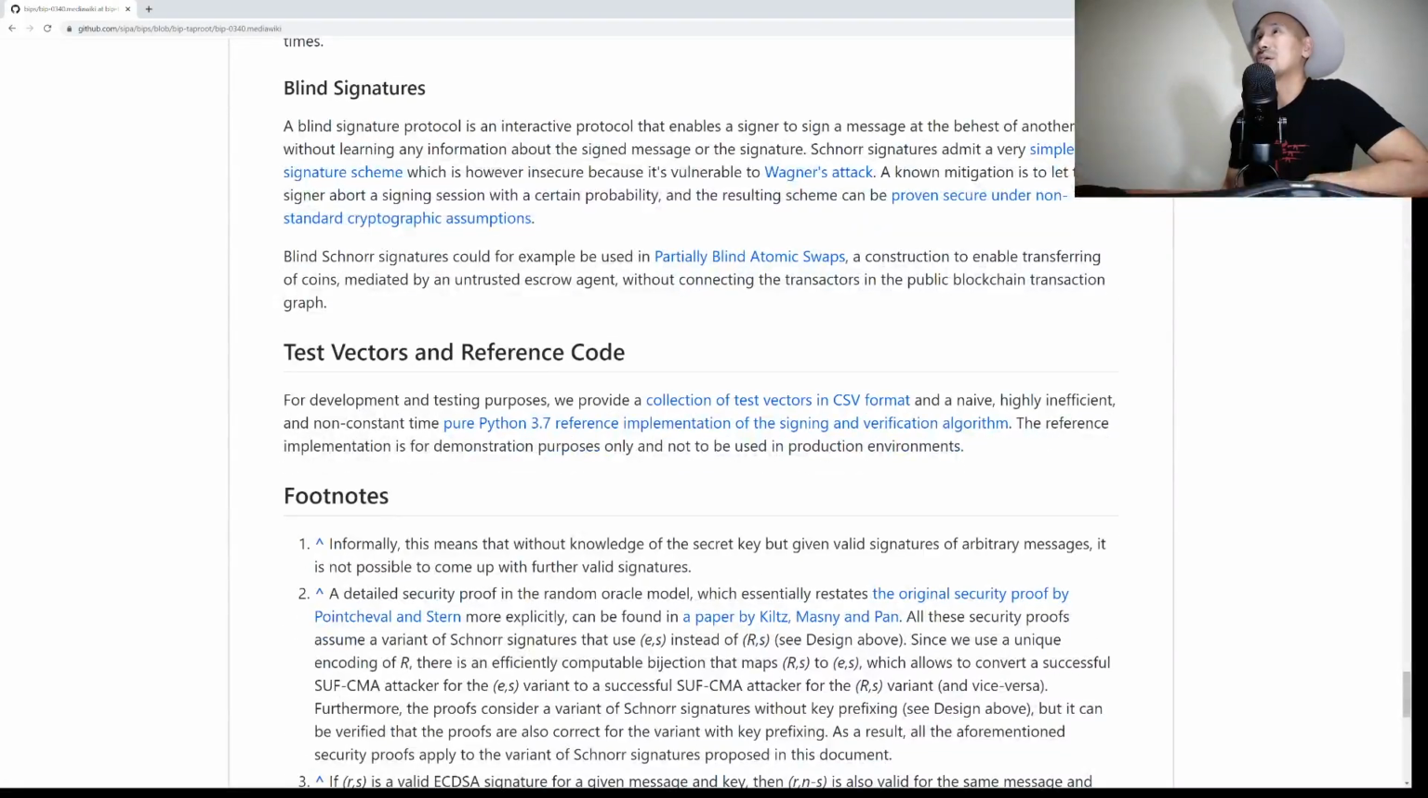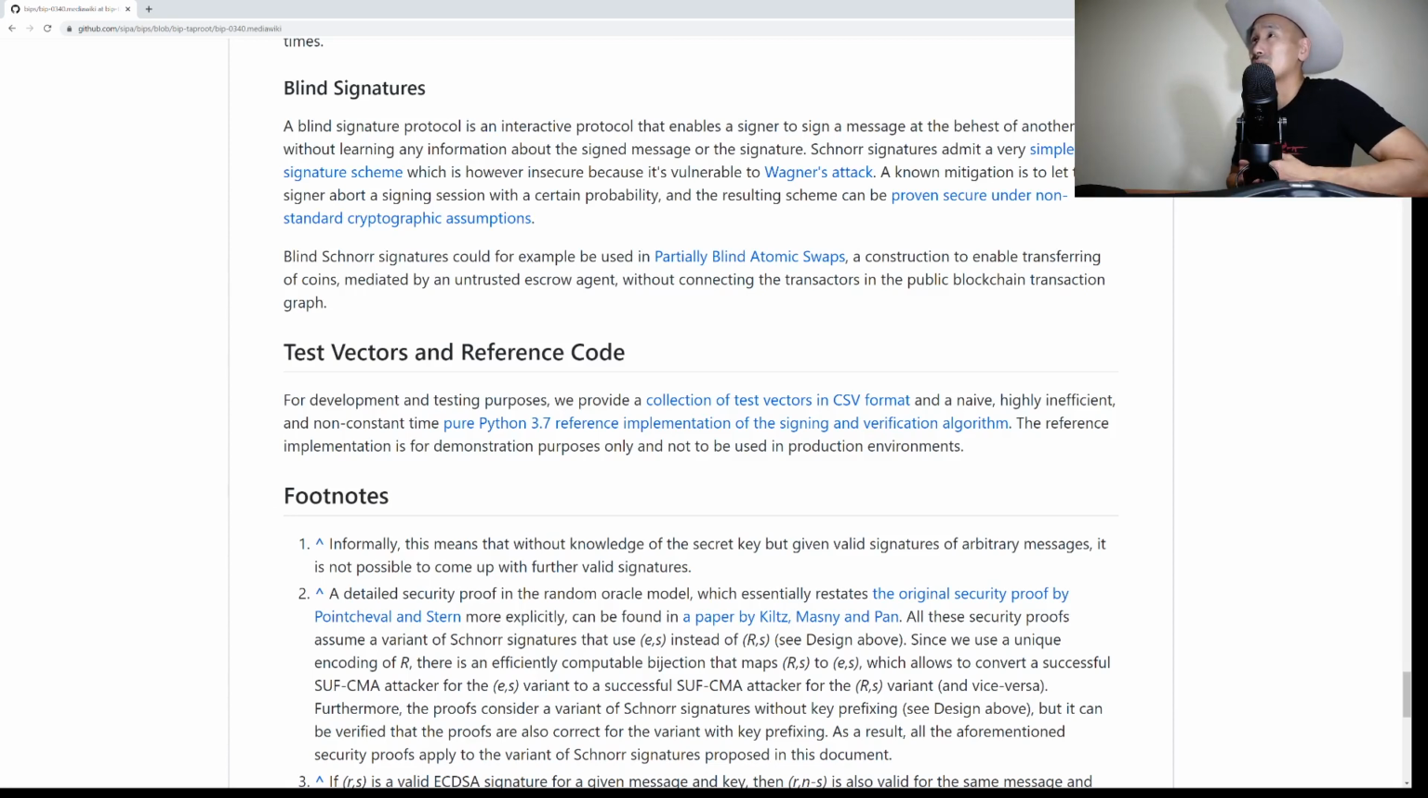Blind signatures. A blind signature protocol is an interactive protocol that enables a signer to sign a message at the behest of another party without learning any information about the signed message or the signature. Schnorr signatures admit a very simple blind signature scheme, which is, however, insecure because it's vulnerable to Wagner's attack. A known mitigation is to let the signer abort a signing session with a certain probability, and the resulting scheme can be proven secure under non-standard cryptographic assumptions.